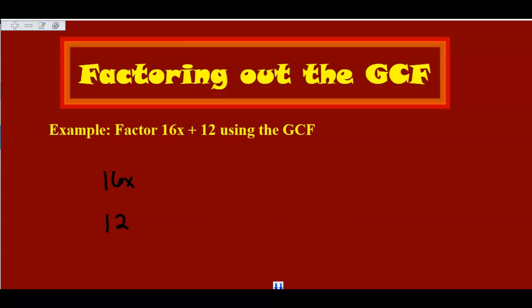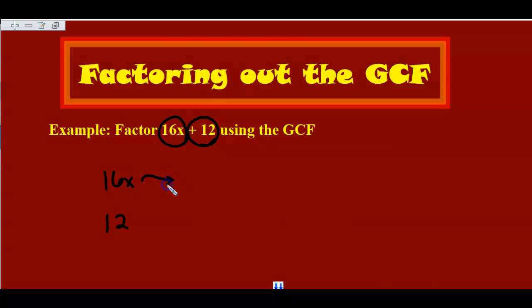First up, factoring out using the greatest common factor, or the GCF. In order to do this, first we can create a list of factors for each term. Okay, so we have 16x and positive 12. Each of those are terms, and they are not like terms. Let's find the factors of these.